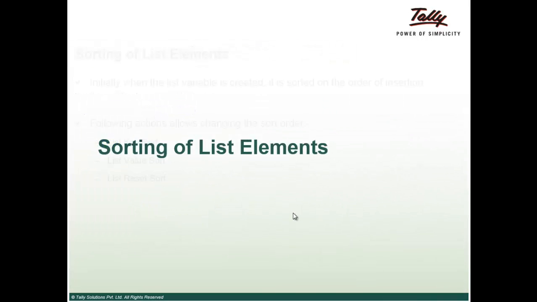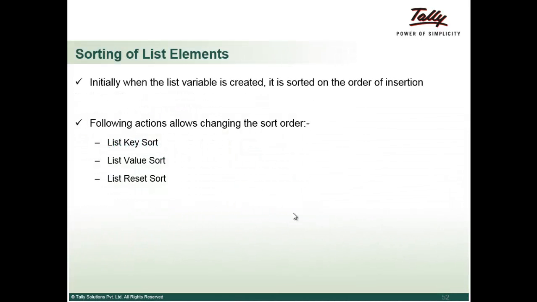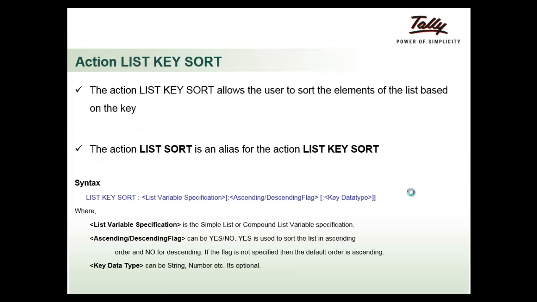Then we went to sorting of the list elements. The default sorting of the elements of a list variable is the insertion order. If you want to change the sorting, we have list key sort, value sort and reset sort. You go through list key sort, with the help of which the user can sort the elements of the list based on the key. You can ask what happens if the element is not added with the help of a key. Then those elements will be sorted in their insertion order.